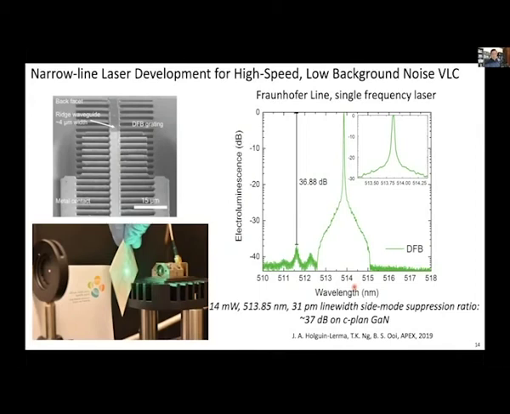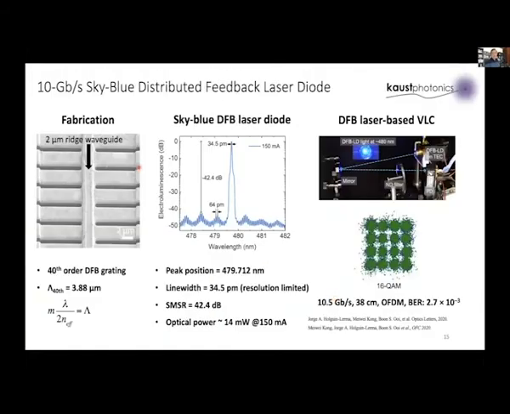We did so in the green wavelength. In this case, we managed to get about 513.85 nanometers DFB with a fairly narrow line width of 31 picometers or so, and still managed to get about 14 milliwatts of power. And what you're seeing here essentially is the first DFB laser fabricated in the green spectrum.